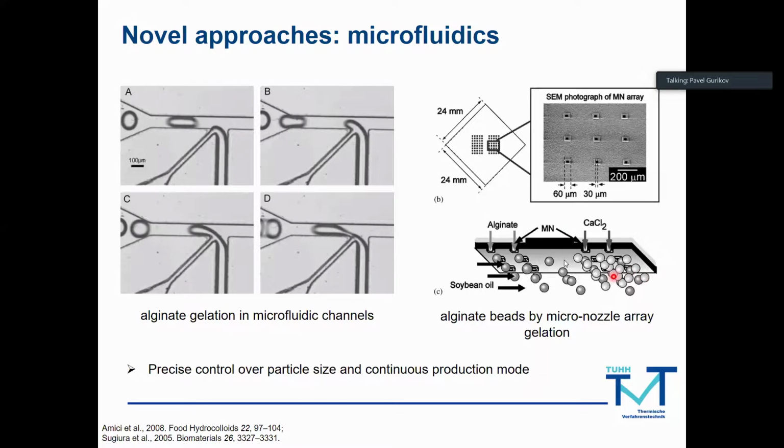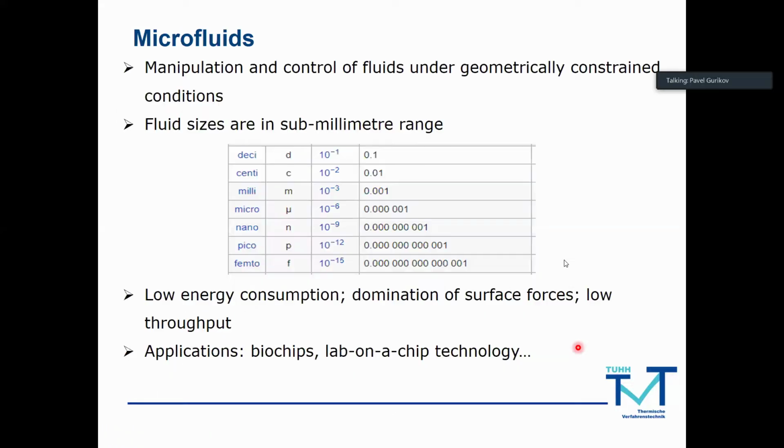The same, if we're talking about alginate, can be done with small micronozzle arrays, so very small holes. You push the solution through such a micronozzle array, and then you get basically very good control of the particle size distribution. So again and again, if you want to make something precise, think about going small, going to a micro level.